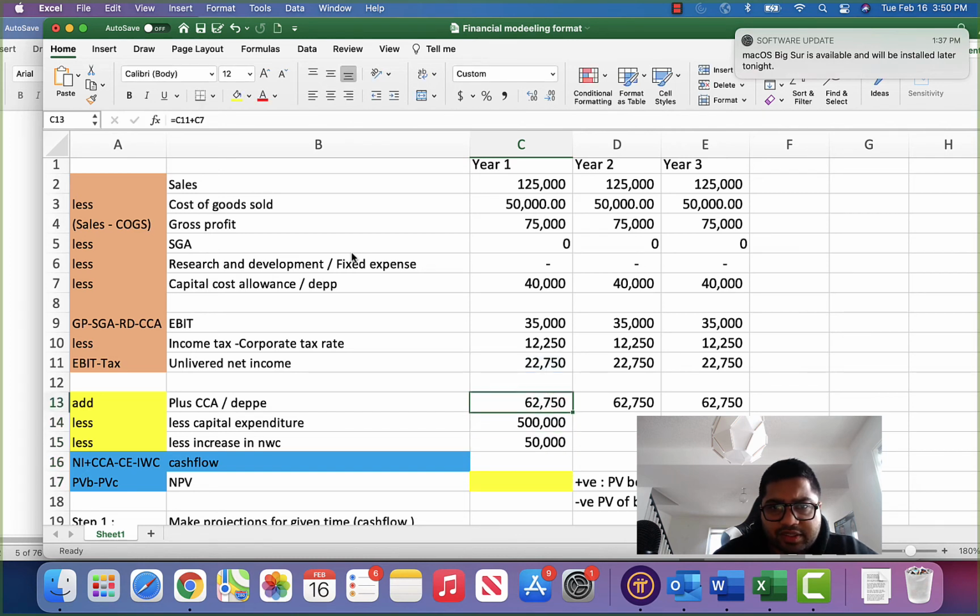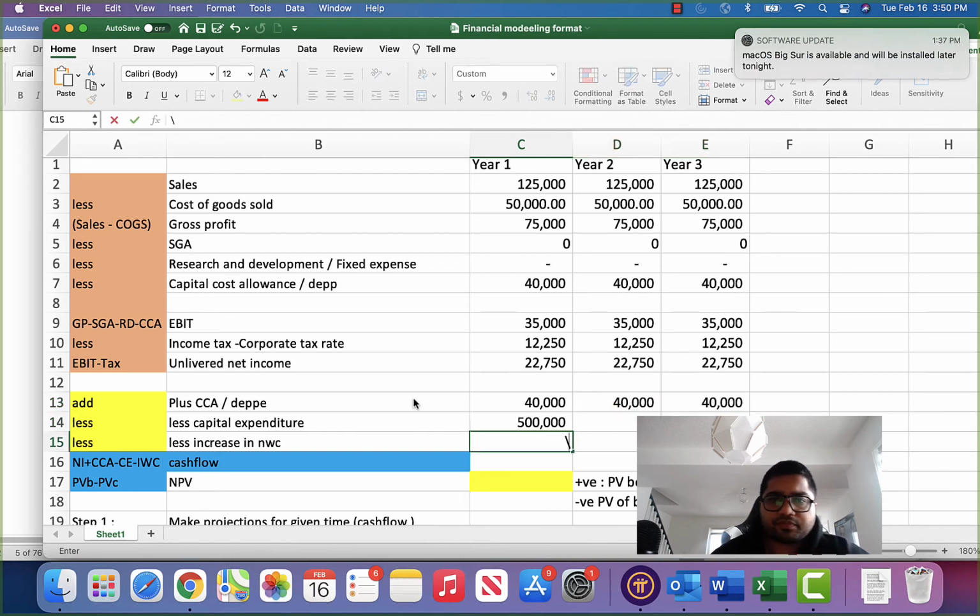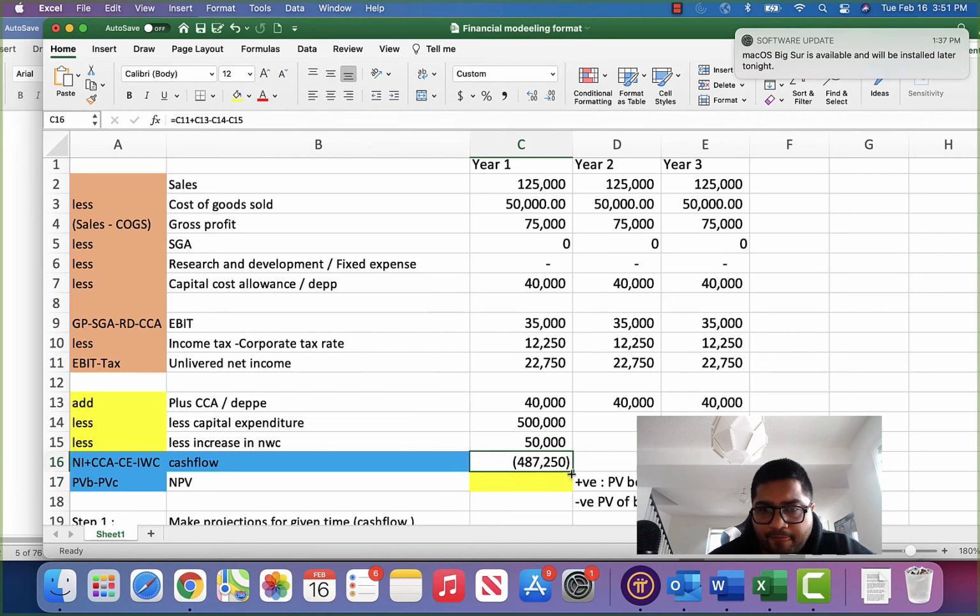Okay, why is depreciation wrong? Depreciation should be 40, and this should be 500,000. Okay, so once again, unlevered income plus CCA, minus capital expenditure, minus working capital. So you just drag it. So 487,000 you spend, you get 62 here and 212 here.